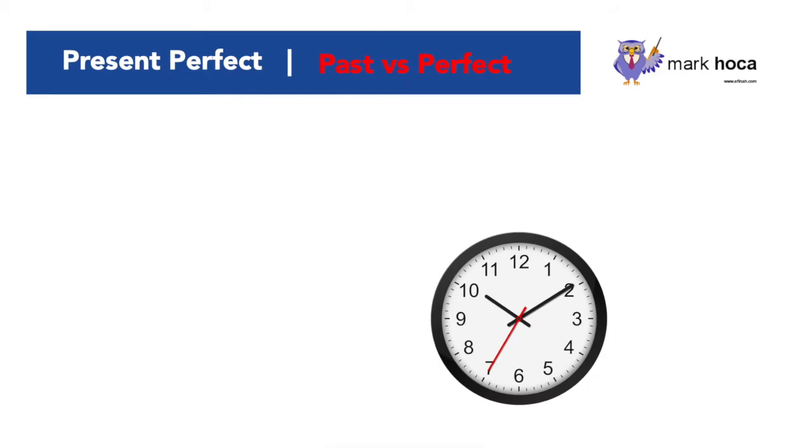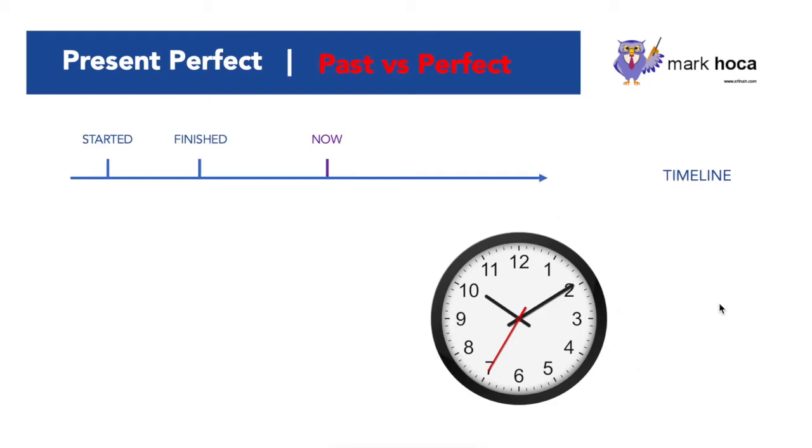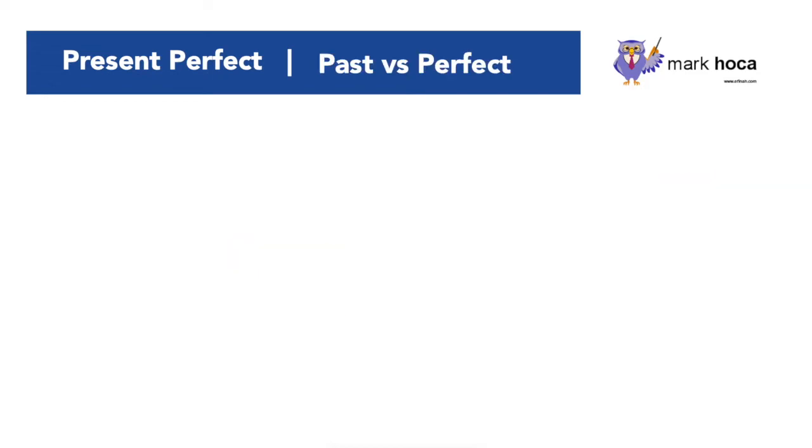Okay, so let's have another question. And this is a very important question. Many people are confused about the past tense and present perfect tense. So what's the difference? Well, the difference is time. Let's have a look. So this timeline is actually the same for past tense and present perfect tense. In both situations, it starts and finishes in the past. So, as I said, what's the difference? The difference is time. Let's look at that.